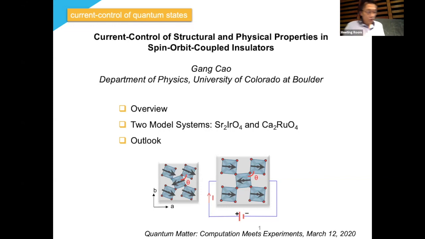So this cartoon picture actually highlights the essence of this topic. That is, for some of the 4D and 5D insulators, if we have a structural distortion such as this, then if you apply electric current to the system, the result is that the electric current can actually relax the distortion and manipulate the crystal structure, and therefore the physical properties. So that actually is the central point of this talk.